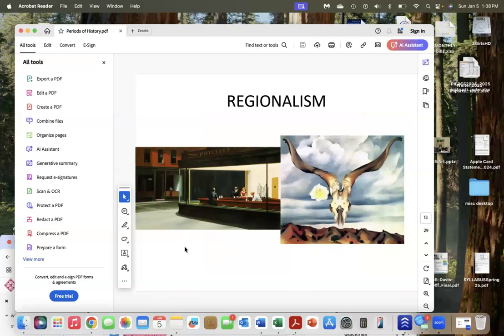This is regionalism. This now is America, and they started producing and becoming eventually the dominant force in the art world. This is Georgia O'Keeffe, very famous female artist. She resented being called female. She said, "I'm just an artist."